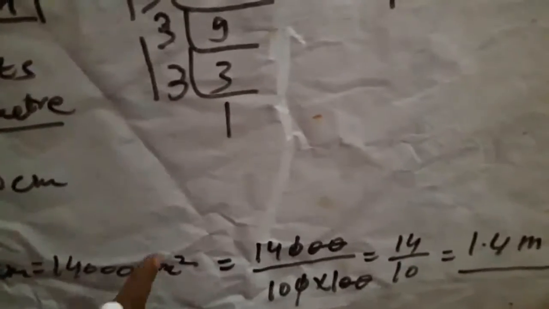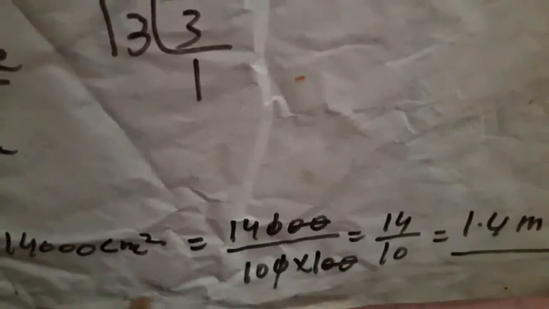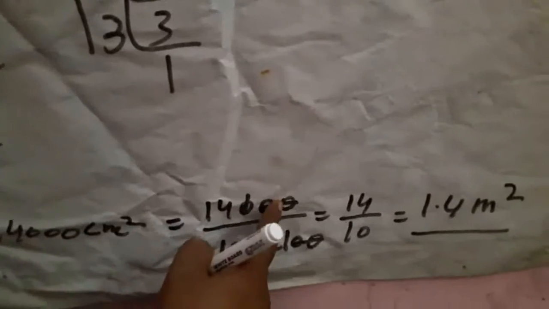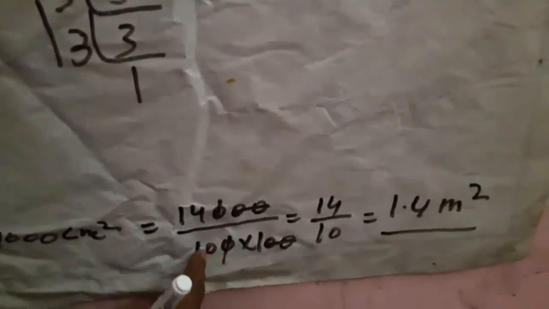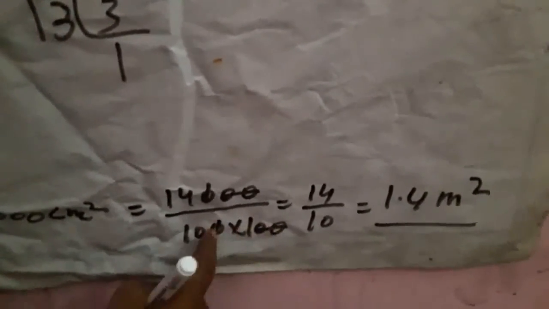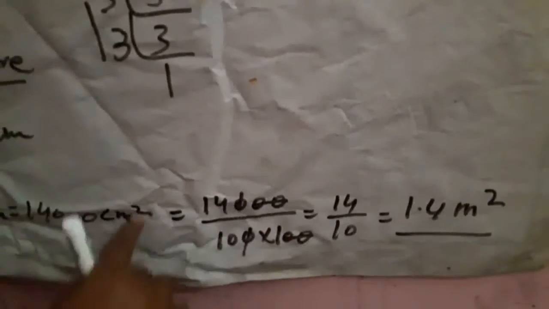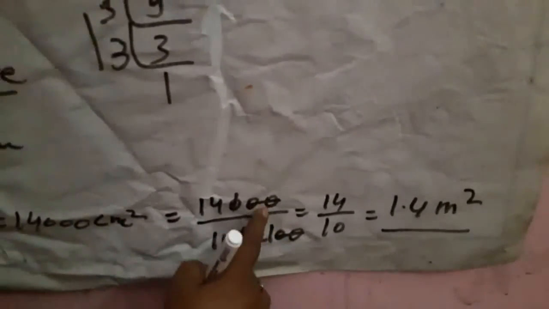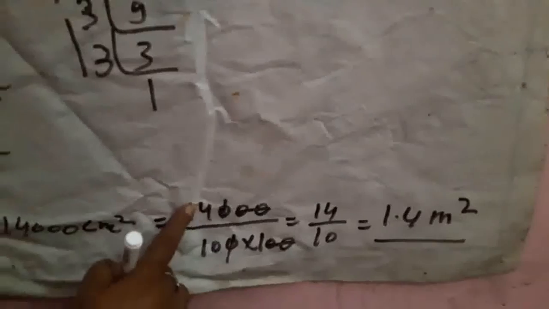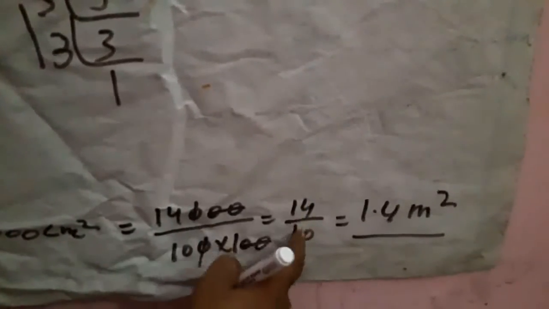We know that 1 meter is equal to 100 centimeter. So we divide 14,000 by 100 into 100. By this we divide, then this changes into meter square. So 0 cut this 0, 0 cut this 0. So 14 upon 10. 14 upon 10 means 1.4 meter square.